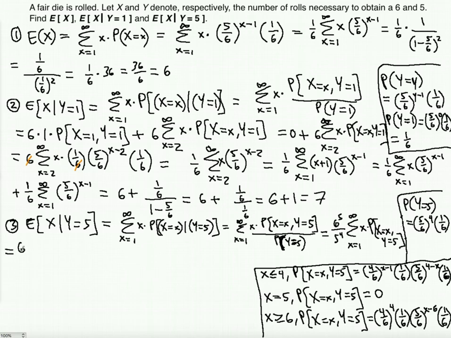So this will be 6 over 5 to the 4. So what are we going to have? From the 1st to the 4th roll for the first case, we have this. I'm just copying this down.